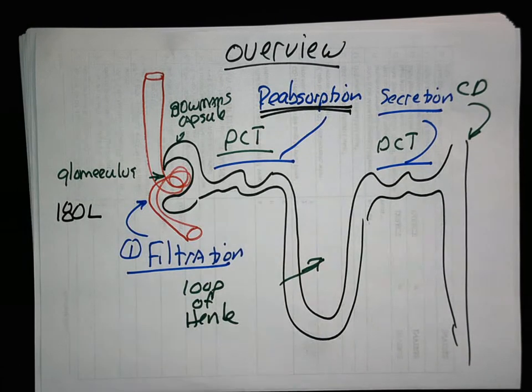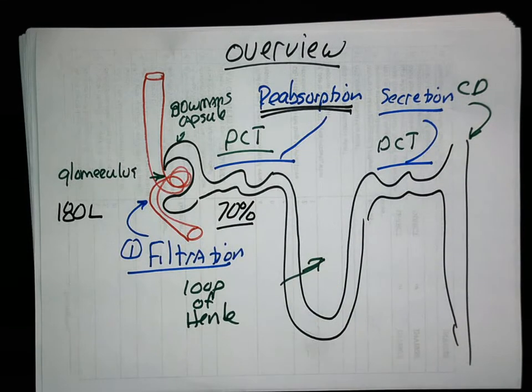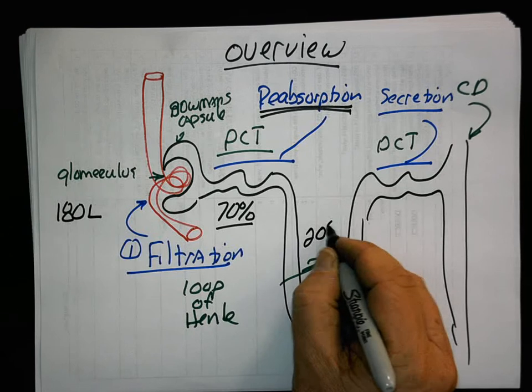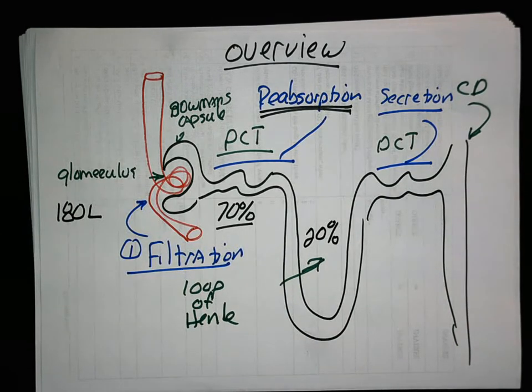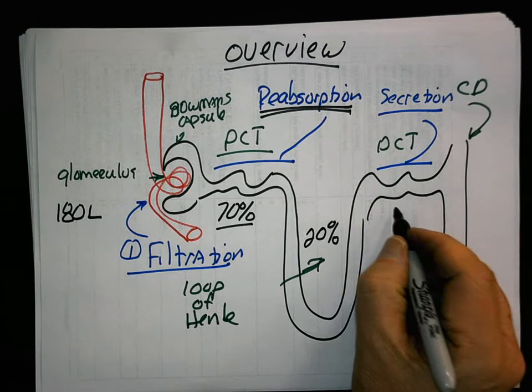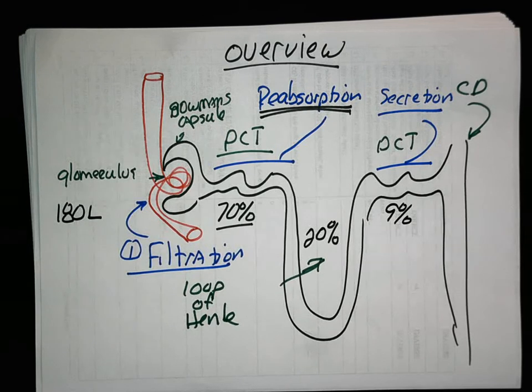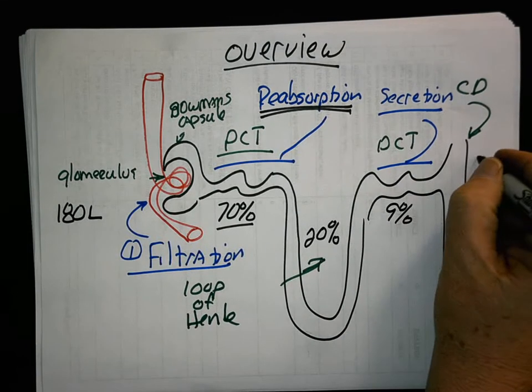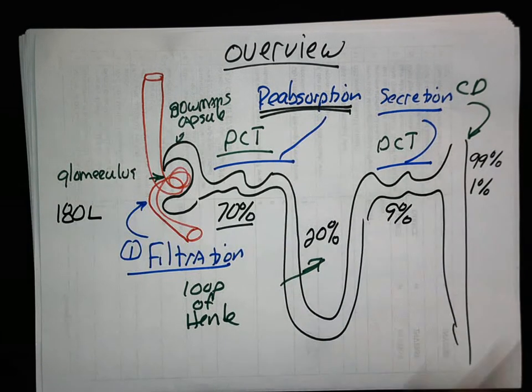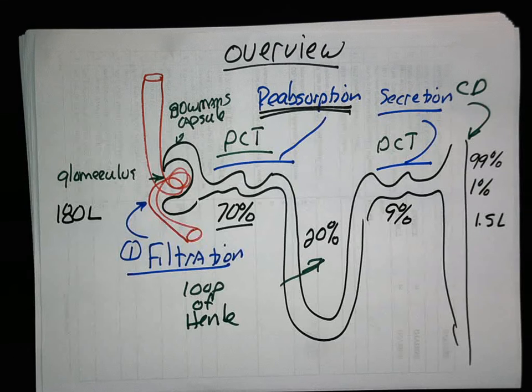Reabsorption begins in the proximal convoluted tubule. In fact, about 70% of the water is recovered in the proximal convoluted tubule. About 20% is recovered through the loop of Henle. Recovery means it goes back into the blood supply. And about 9% is recovered in the distal convoluted tubule. That adds up to 99%. So 1% remains not recovered. That's why we urinate. The 1% is about 1.5 liters a day normally, a little more for men, a little less for women.